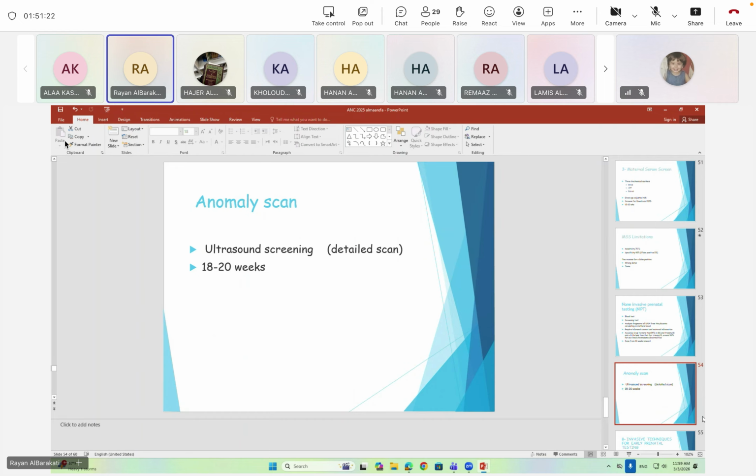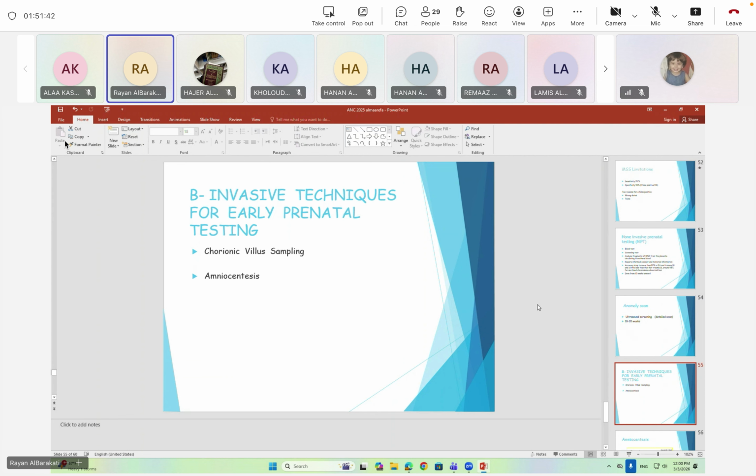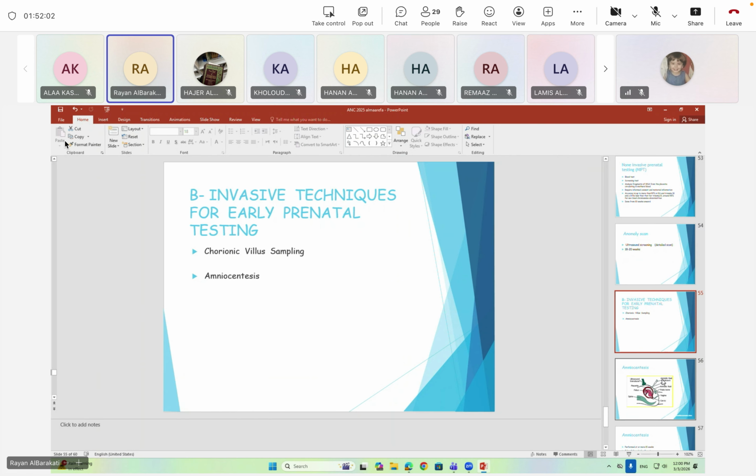The anomaly scan. This is another way where we do ultrasound screening. It's the detailed scan, and we do it at around 18 to 20 weeks, or from 20 to 24 weeks. This is the timing for the second trimester detailed anomaly scan. We talked about the non-invasive techniques. We will be moving to the invasive techniques for early prenatal testing. We have two techniques, the CVS and the amniocentesis, and we'll be talking about them.